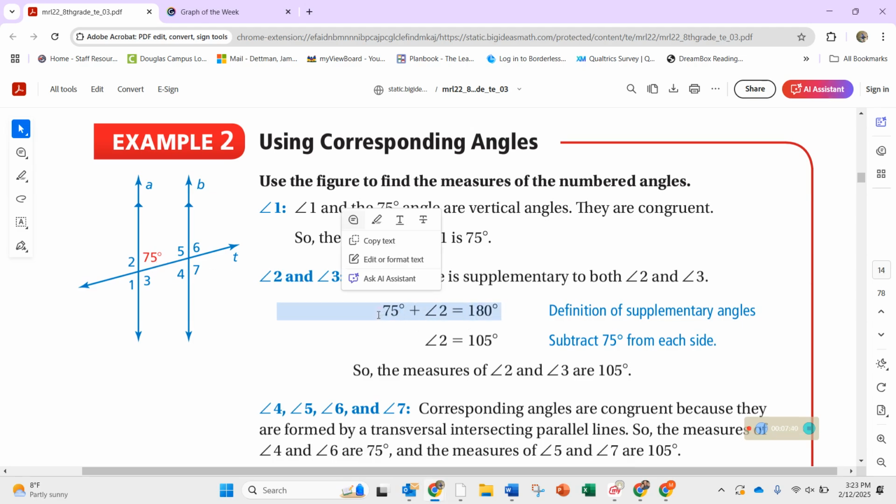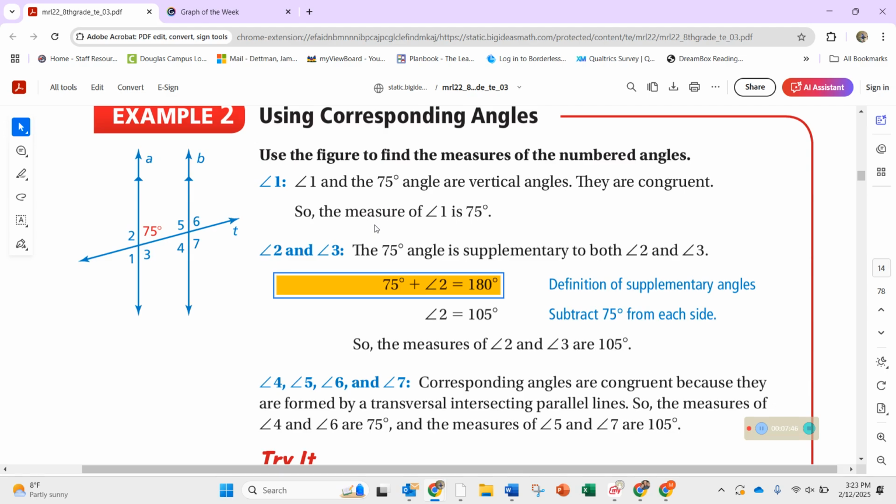I'm going to highlight it. Yeah, there we go. So we have 75 degrees, right? And then that's that angle, and then if we add angle 2 to it, those two have to add up to 180, because complementary angles add up to 90, right? Supplementary angles add up to 180.